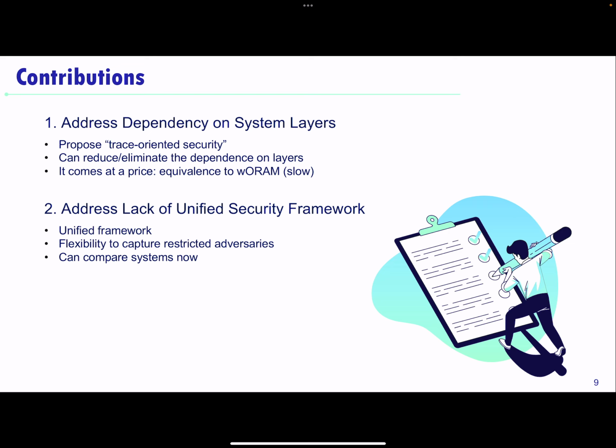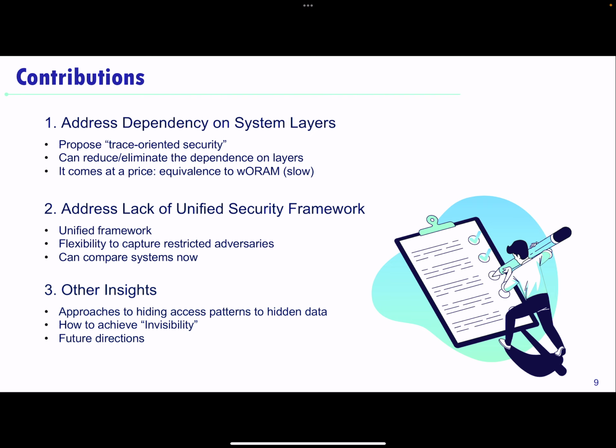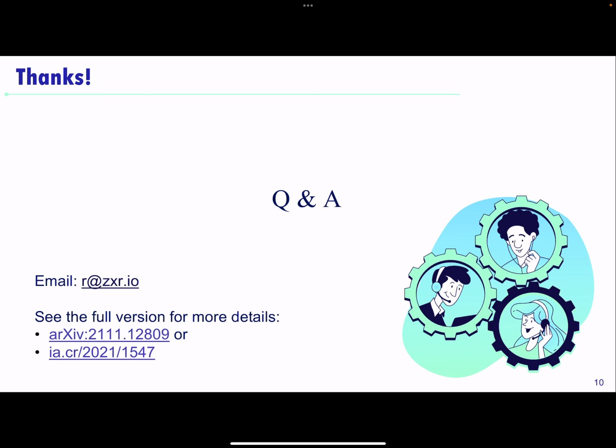We address the lack of a unified security framework. We build a unified security framework that has the flexibility to capture a lot of existing and new work, and allows you to compare things. And we provide additional insights on how to achieve what is called invisibility, how to hide data, how to hide access patterns to hidden data, and also what other future directions some people are working on or you may want to work on. This is basically it.